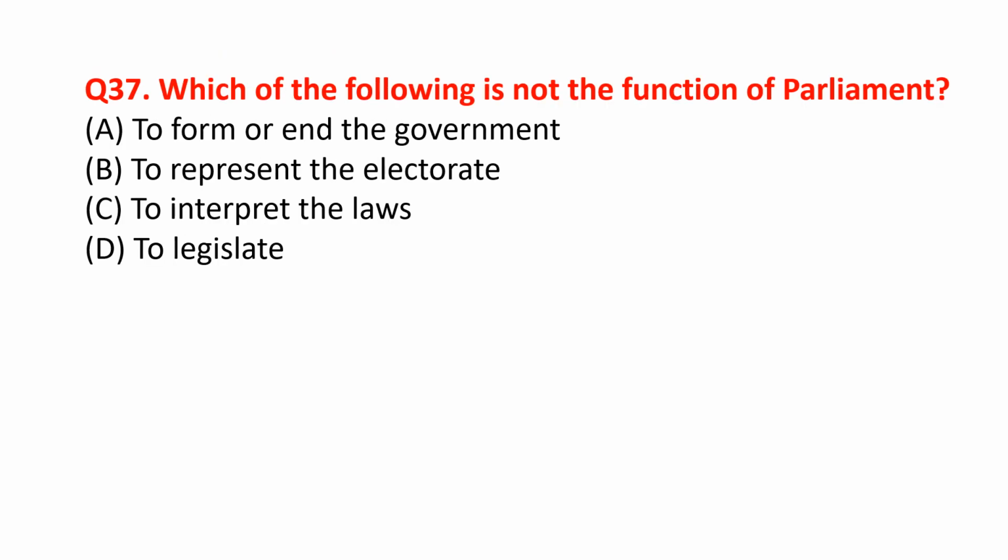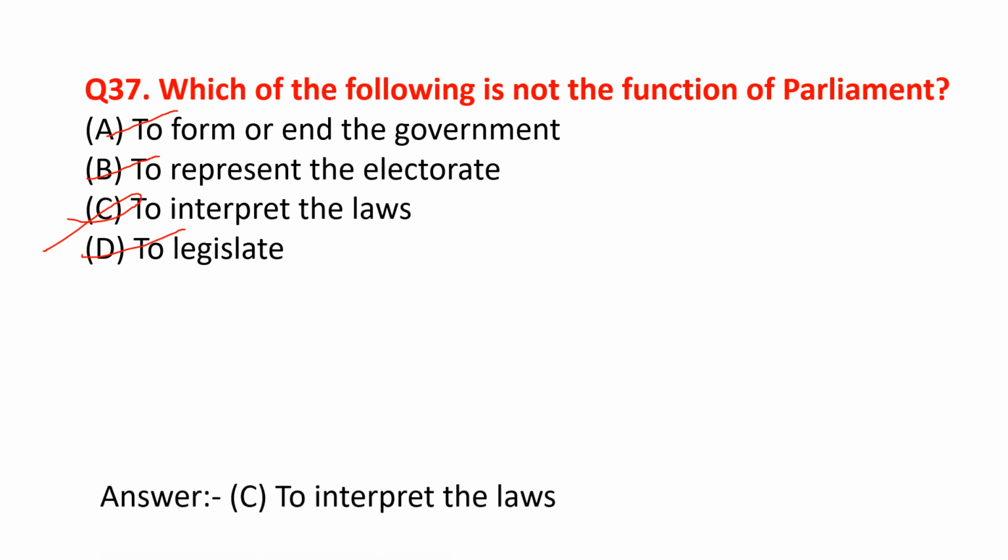Which of the following is not the function of parliament? Let us see the options. To form or end the government. This is the function of the parliament. To represent the electorate. This is also one of the most important functions of the parliament. To legislate. It is also one of the most important functions of the parliament. To interpret the laws. This is not the function of the parliament. This is the function of the judiciary. So the correct option is option C.